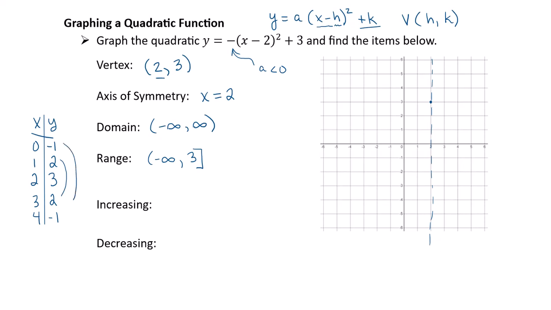Notice the symmetry in the table, and it's all around that vertex. Okay, so we've got some other points we can graph. We have (0, -1), (1, 2), the (2, 3) as our vertex, (3, 2), and (4, -1). Now, they did not ask for the x-intercepts, or we would find them. Okay. Just try and make it as smooth as you can, graphing that.